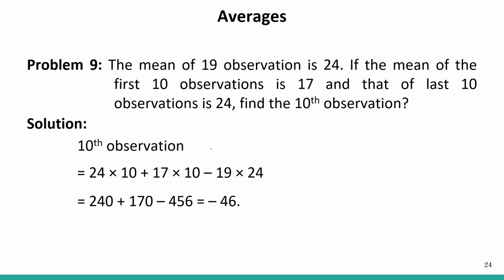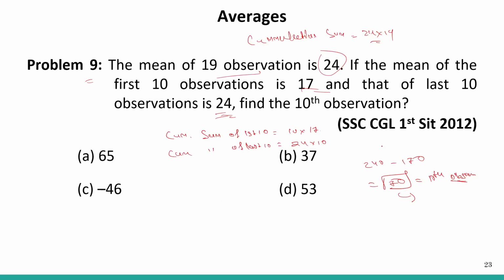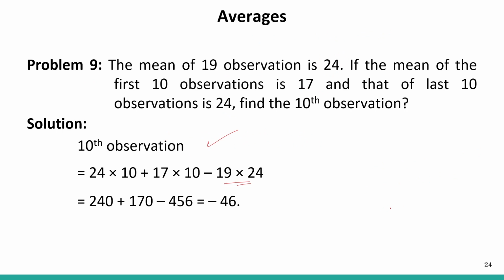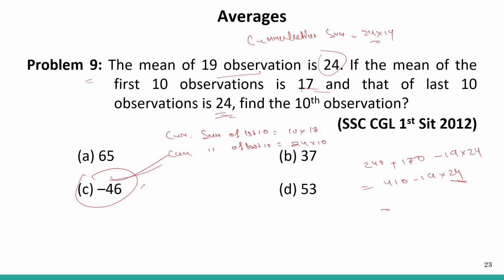Okay, so let's see. So the 10th observation will be what? 24 into 10 plus 17 into 10 minus 19 into 24. Okay, because the sum of the whole was 19 into 24. So what we need to do is add these two and subtract 19 into 24. Okay, so it will be what? So there was a slight mistake here. This will be equal to 410 minus 19 into 24, which is equal to minus 46. Okay, so the answer will be minus 46 down here. So this will be the correct answer. 53, 37, these are all wrong answers.